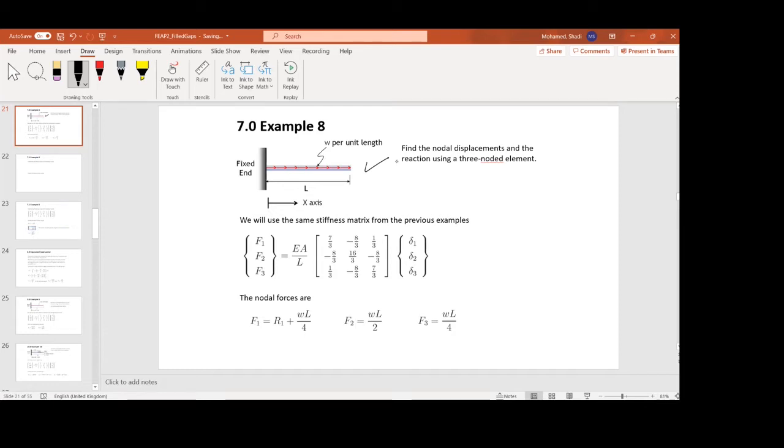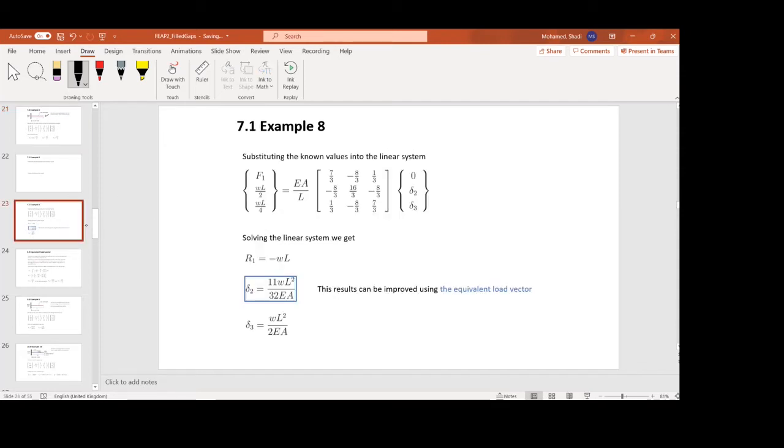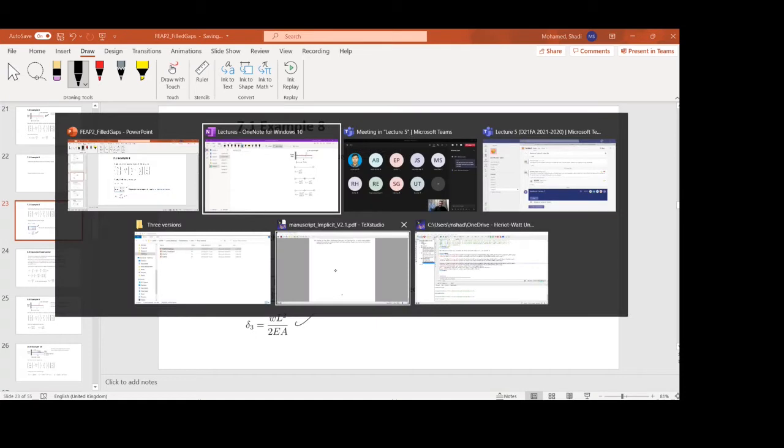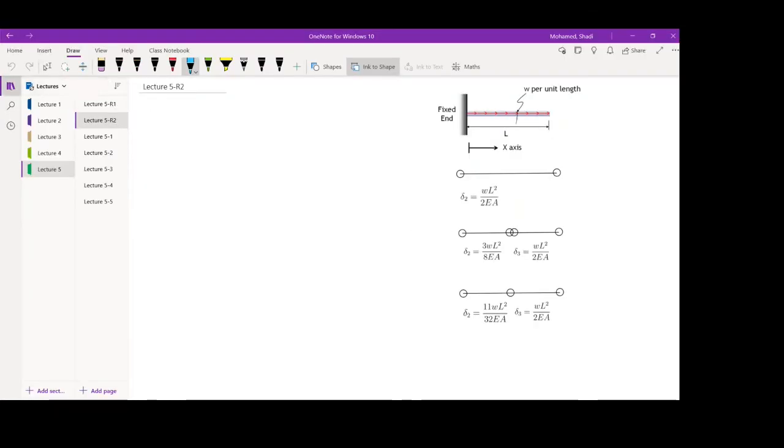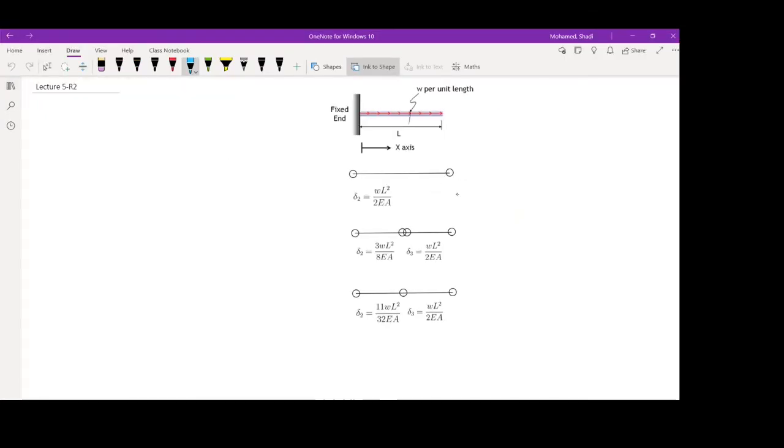We solved it once using one two-noded element, and then we solved it again using two noded elements, and then we solved it a third time using this quadratic element. So this is the solution we have with the quadratic element, and these are the answers we have for the displacement with the quadratic element. So this is, you probably remember from last week. Okay, now I'm going to compare the answers we have, and you tell me which one is the correct one.